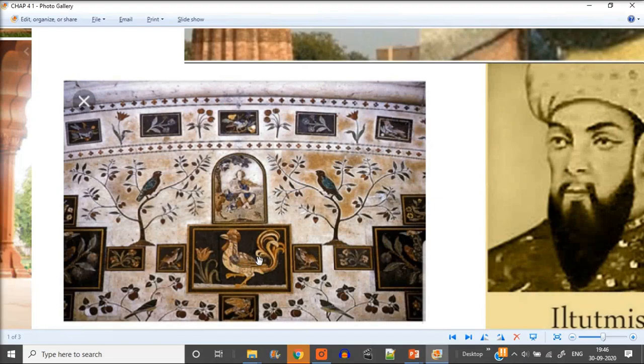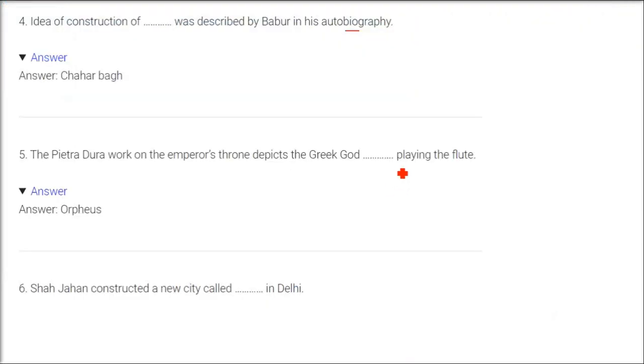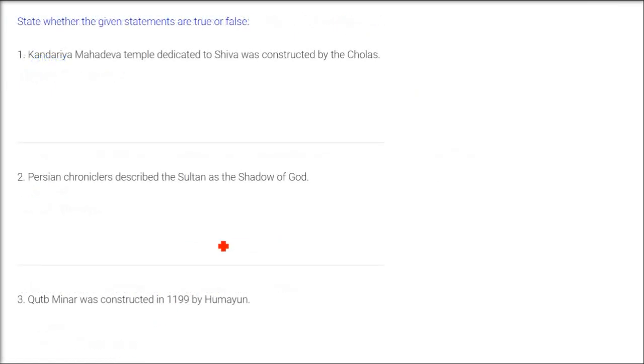Shah Jahan constructed a city. Now let me take you here. We have already seen this. This is a map of Shahjahanabad of 1850. So Shah Jahan constructed a new city, Shahjahanabad. That is the old Delhi right now.